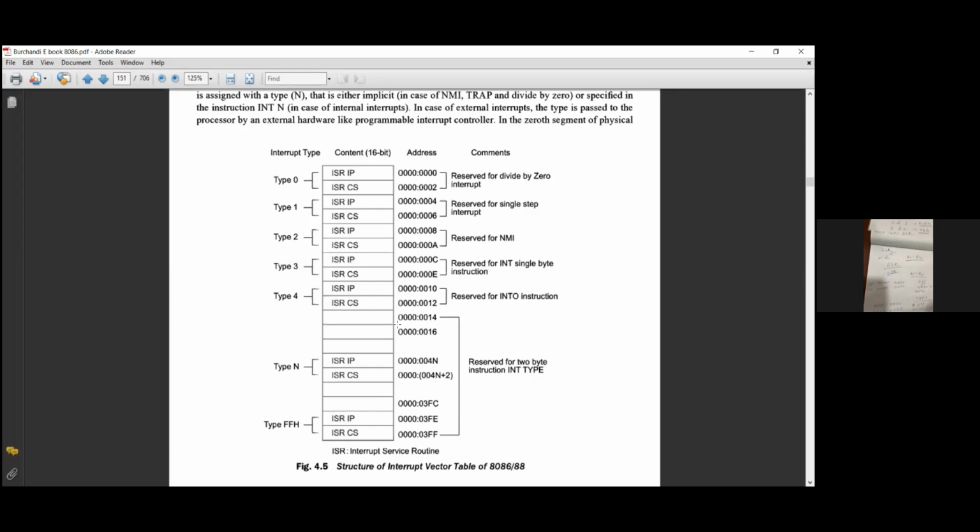These are the vector table. You remember this one. Your questions will be coming like type 7, what will be the ISR IP and ISR CS address? ISR means interrupt service routine. So what will be the address of the interrupt service routine for the IP value and CS value? Then you calculate the locations like that. Is it clear? Yes, sir. So similar kind of things, we can calculate all the addresses.